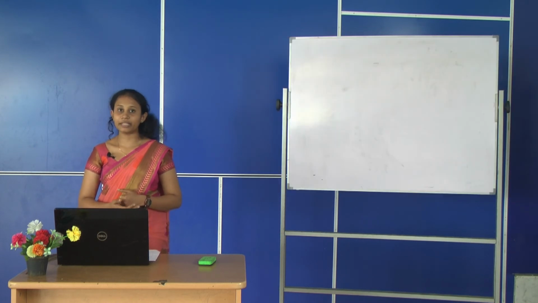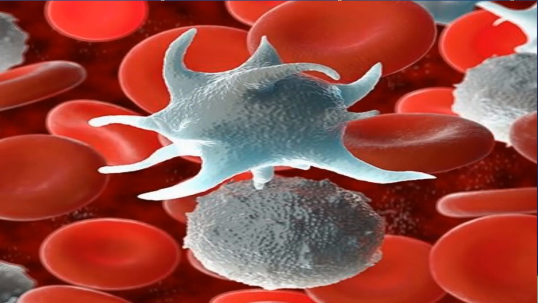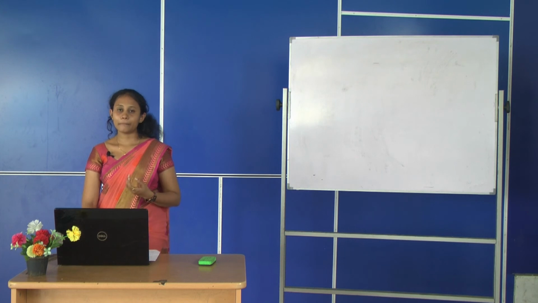Then finally, the platelets. The platelets are not actually cells. They are fragments of cells. They are made in bone marrow, like red blood cells. The function of platelets is to help in blood clotting and prevent blood loss.